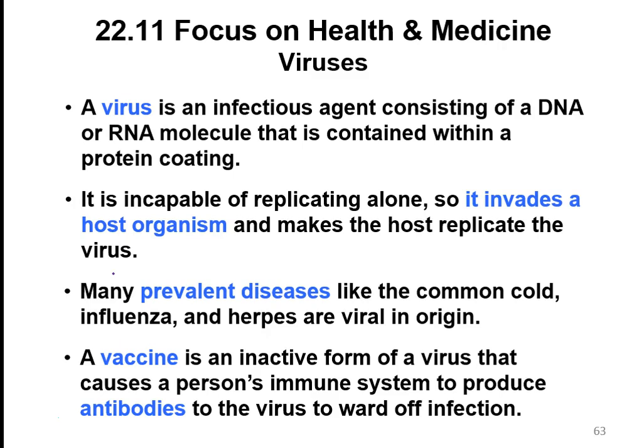And basically a vaccine is an inactive form of the virus that causes a person's immune system to produce antibodies to the virus to ward off infection. So if you get a flu shot, the flu shot is a weakened or a dead version of the flu. It still has all the proteins and all the other stuff attached to it. It's just not alive anymore. So when you inject it in the body, your body builds immunity or immune cells against that virus. So if you ever are infected by that exact virus again, you have immune cells to actually fight against it.